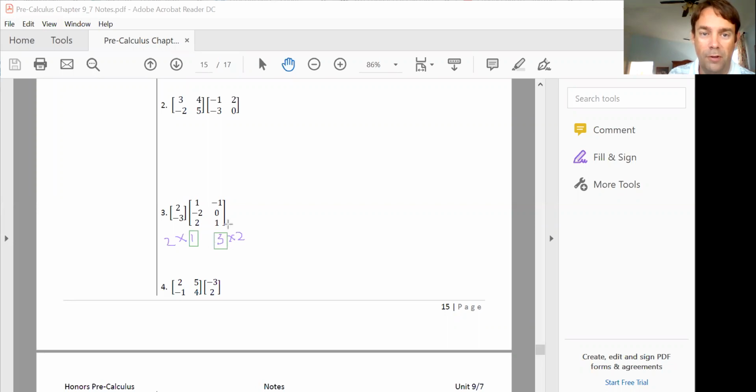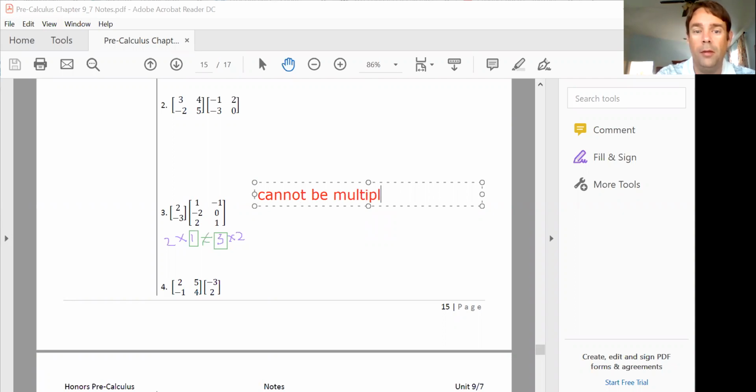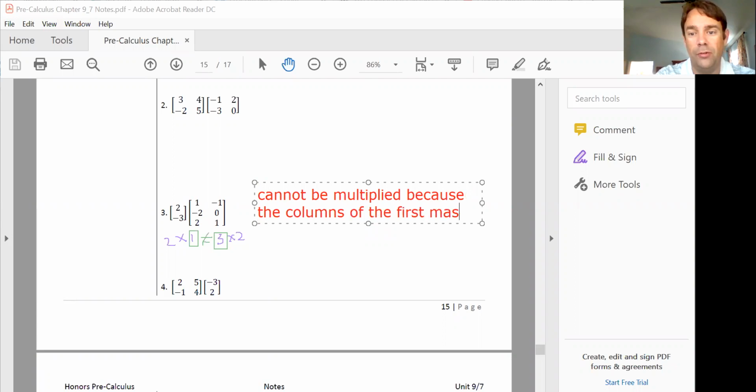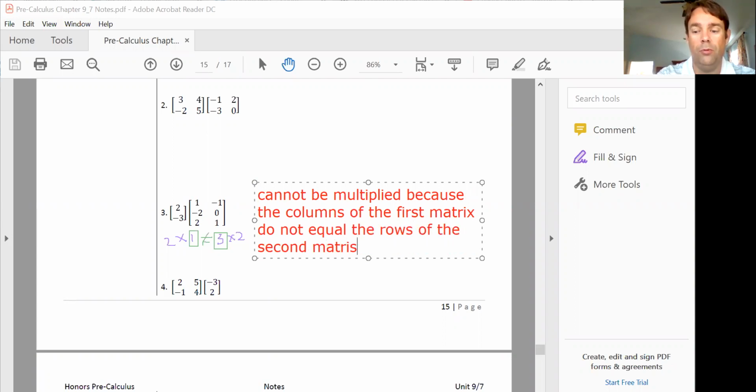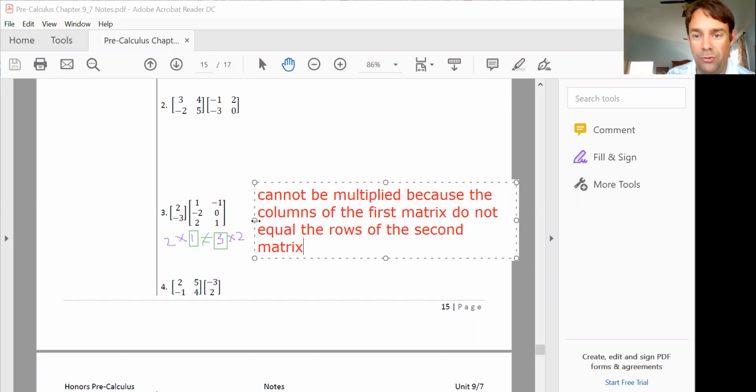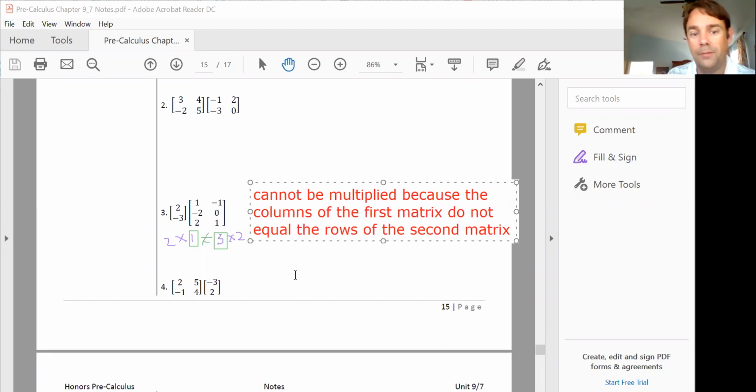Uh-oh. Friends, these right here, not equal. And if they're not equal, that means, lo and behold, this one right here cannot be multiplied because the columns of the first matrix do not equal the rows of the second matrix. So whenever it doesn't work, you got to give them a little explanation why. Always give them a little something there. Tell them why. Why doesn't it work?